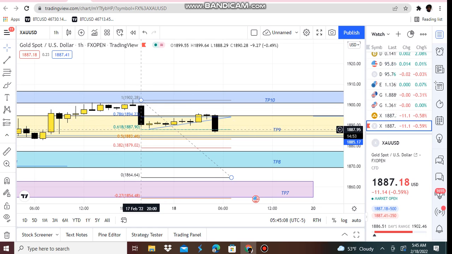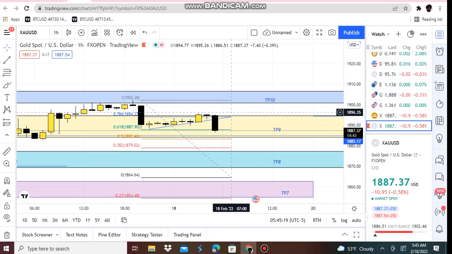Now let's look at how price made a move down to 0.618. Once price gets to 0.618, it won't just keep going lower and lower. No, it will retest back up to 0.786, and that took 1, 2, 3, 4, 5, 6, 7, 8 hours just for price to get up here.